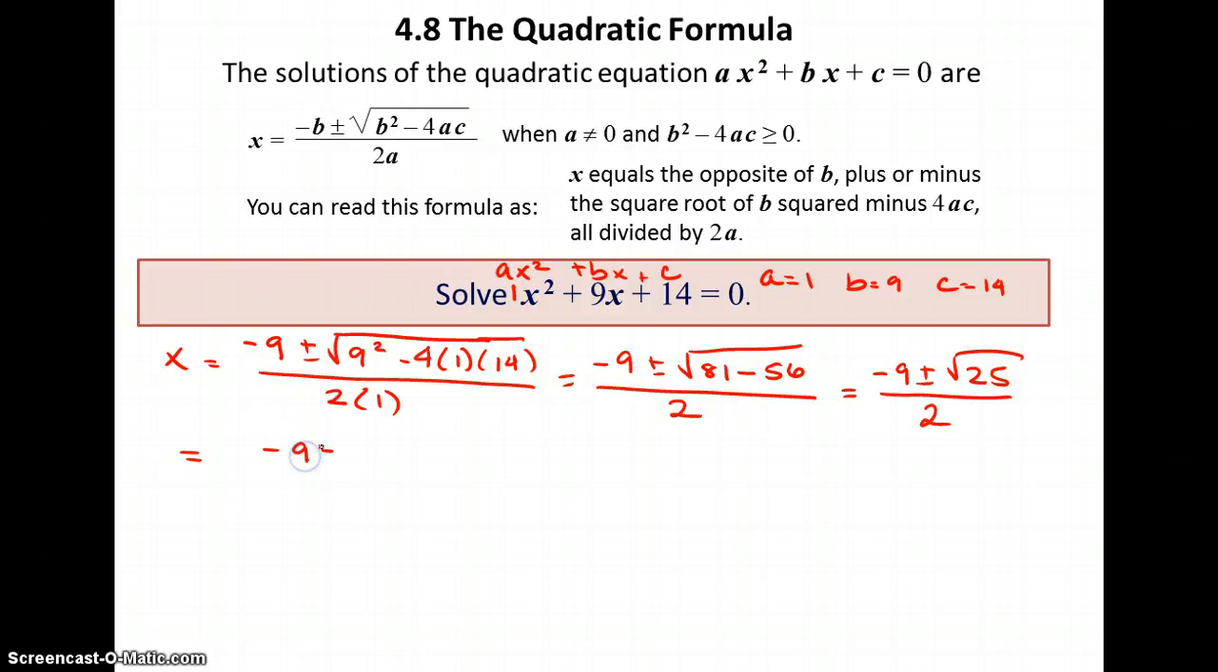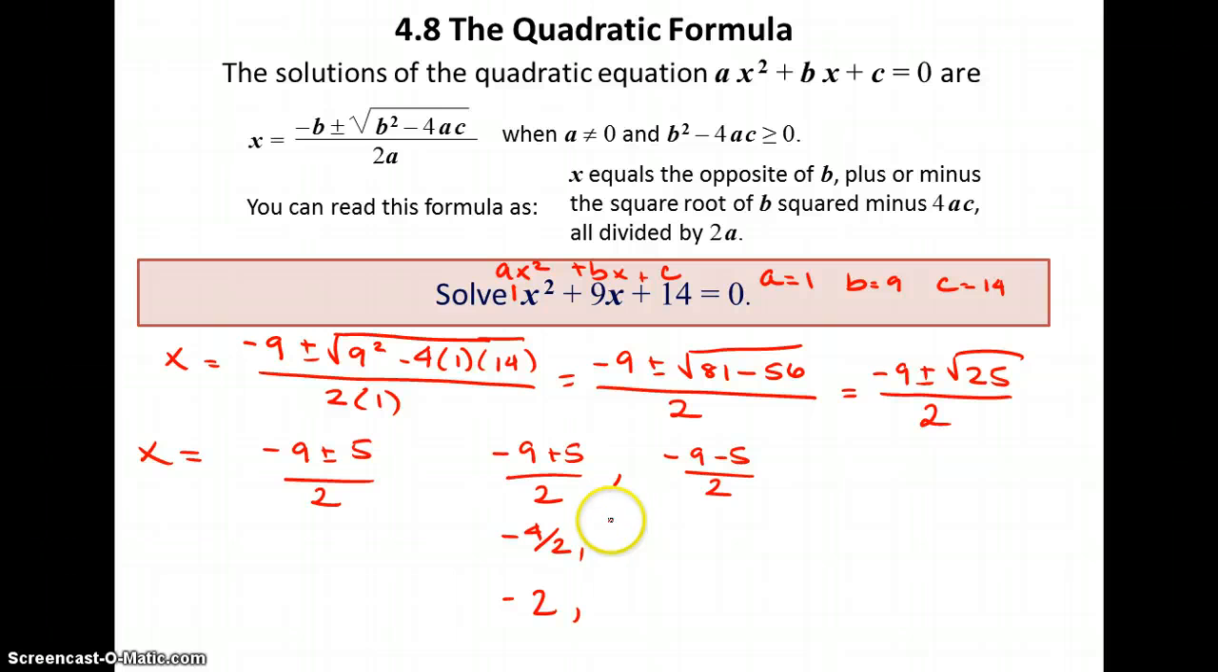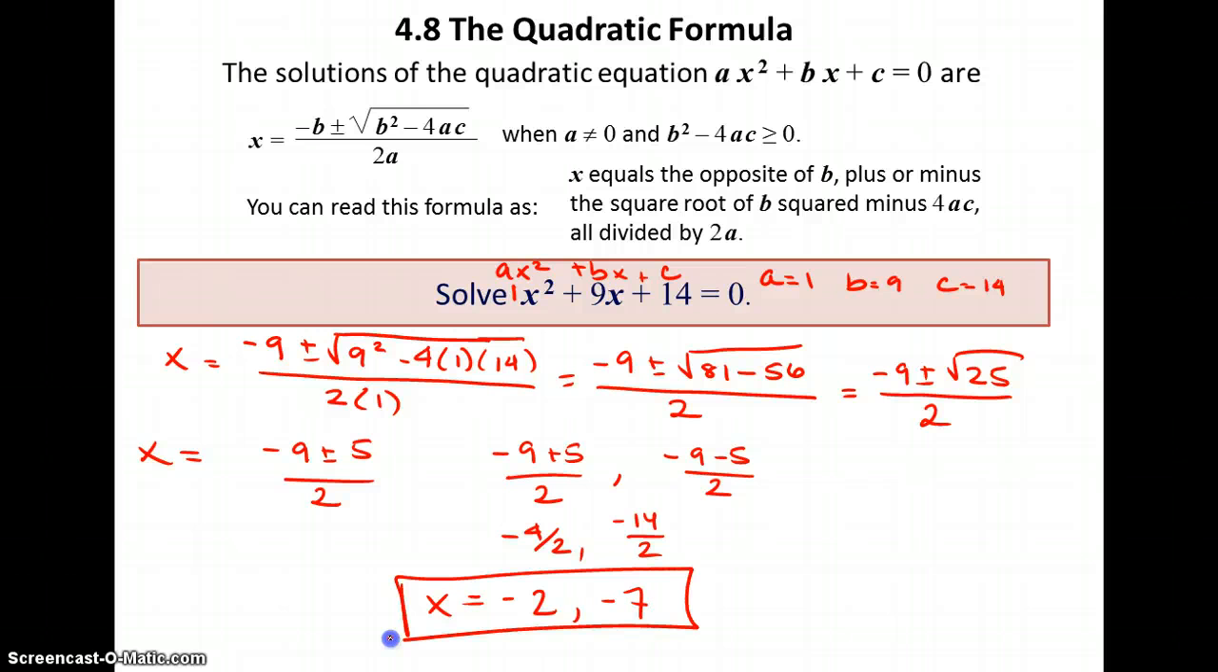So negative 9 plus or minus the square root of 25 is 5, all over 2. So I should have two answers, beautiful people. One for when I add 5 and one for when I subtract 5. So negative 9 plus 5 over 2 and negative 9 minus 5 over 2. Negative 9 plus 5 is negative 4 over 2. Negative 4 divided by 2 is negative 2. Negative 9 minus 5 is negative 14 over 2, gives me negative 7. Those are my two answers for what x is equal to.